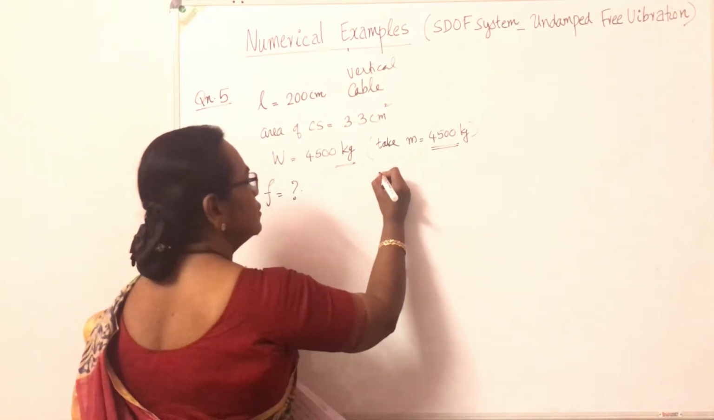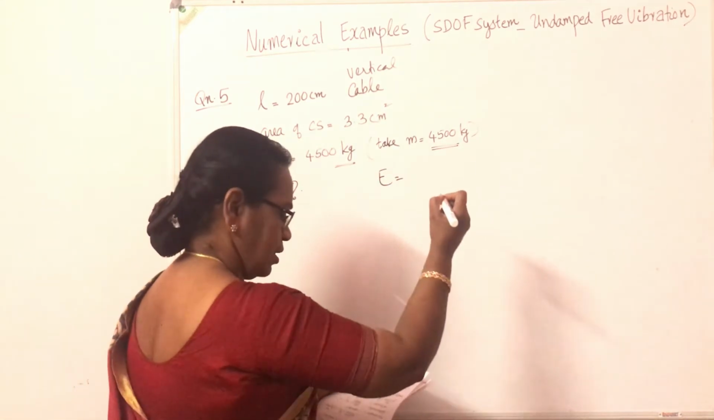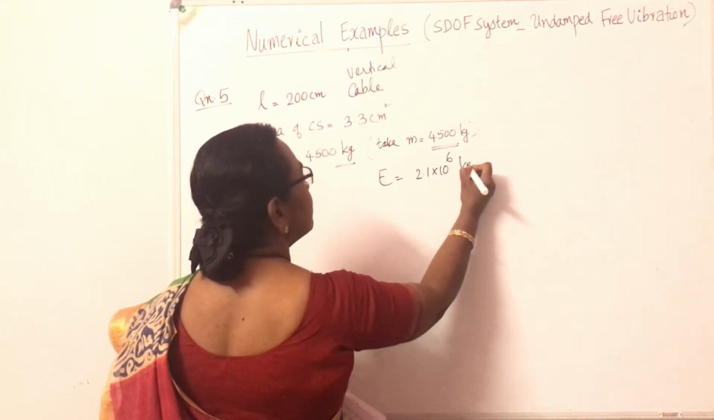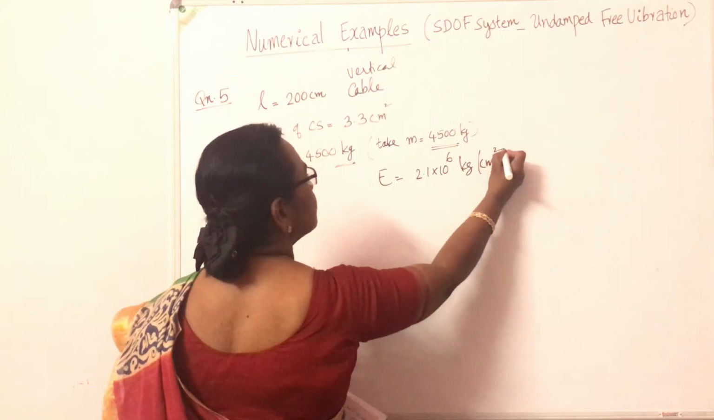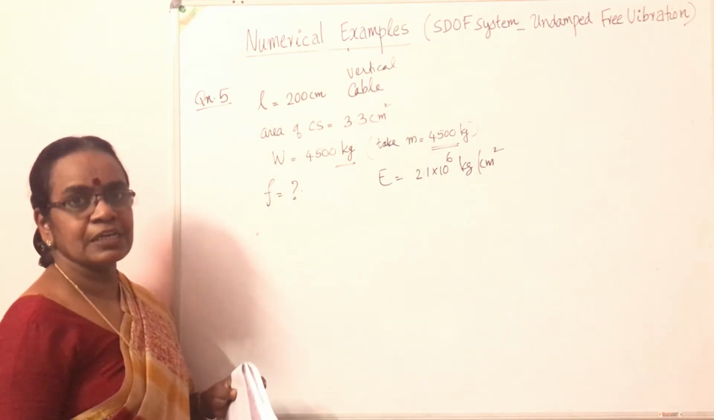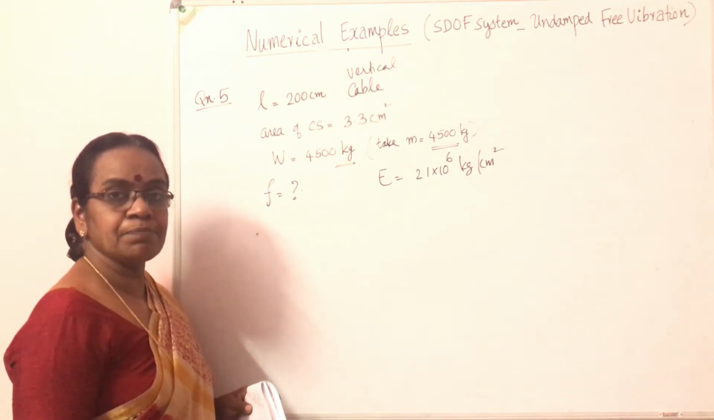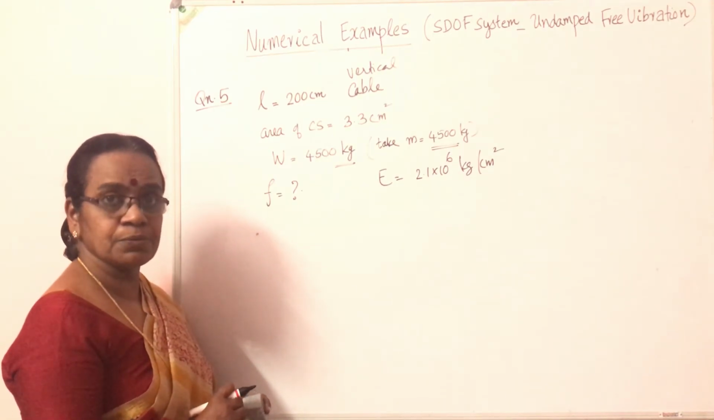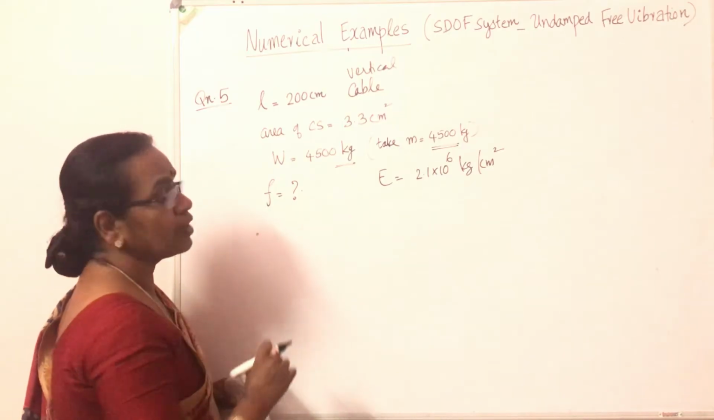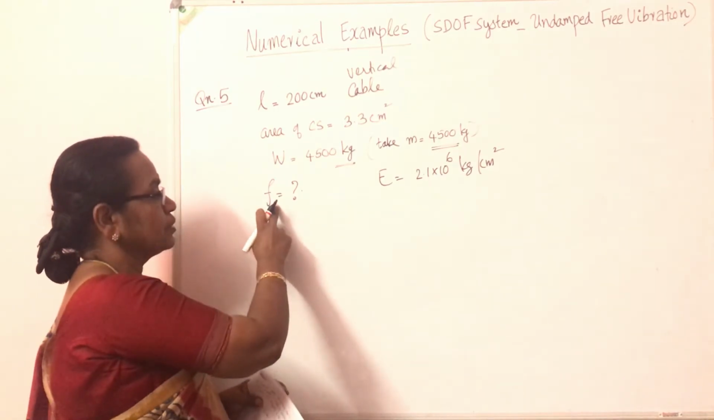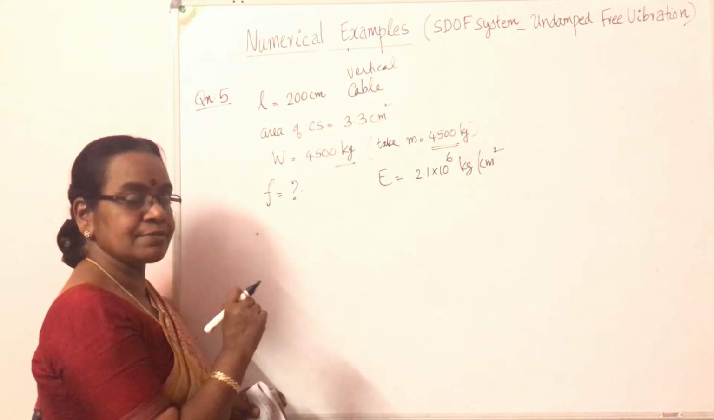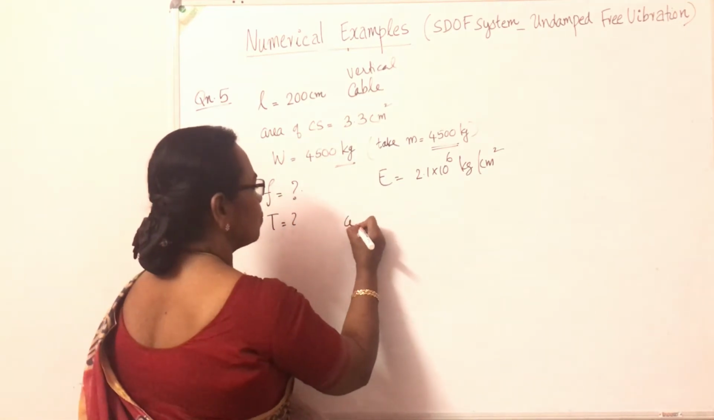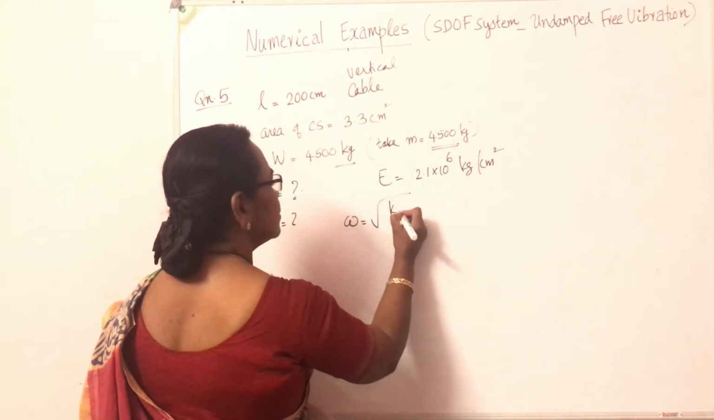And you are given the Young's modulus E, 2.1 into 10 raised to 6 kilogram per centimeter square. So all these units are given. The example is simple, but the units are not in SI system. So conversion of units is the most important thing. And we are asked to find out the natural frequency of vibration of this system as well as the period of vibration. So we have the general expression omega is equal to root of K by M.